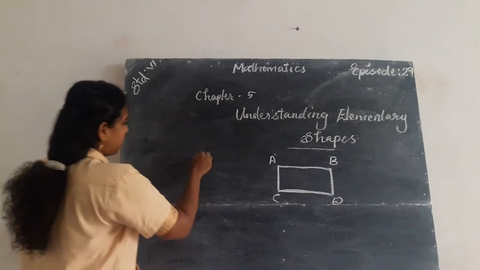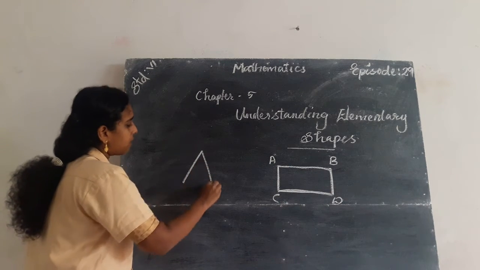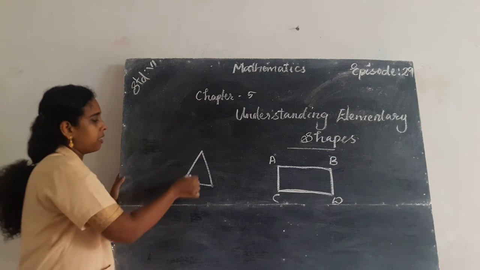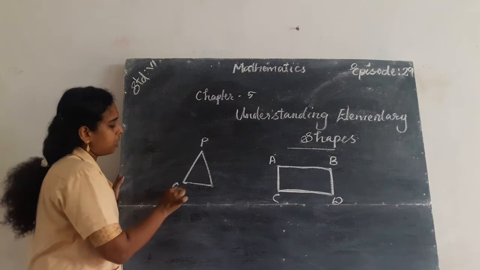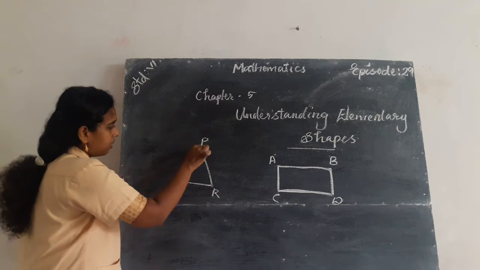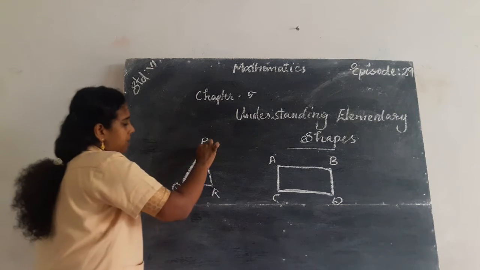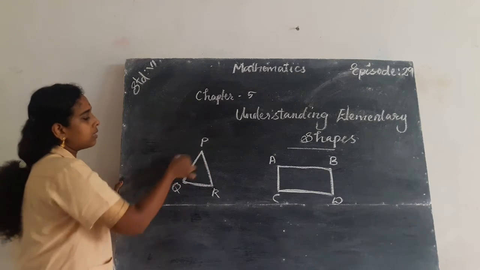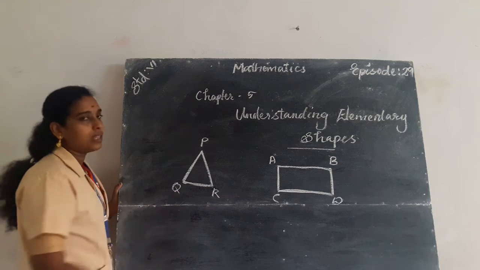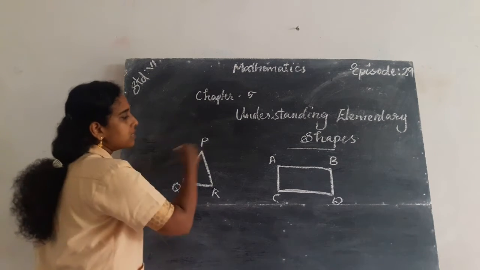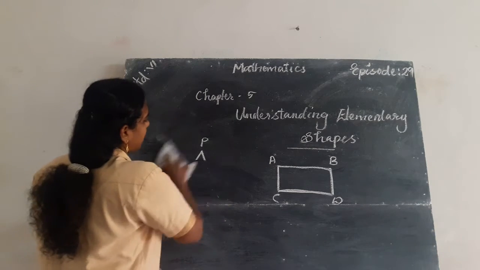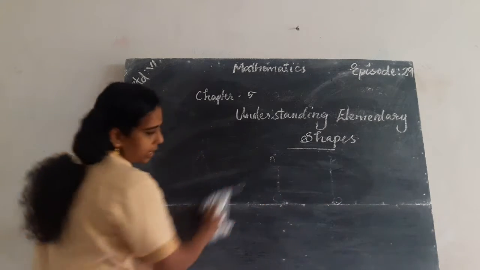Another example, when we draw a triangle, it is also entirely made with line segments. Here we name the triangle as PQR. Then PQ is one side, PR is another side and QR is the other side of the triangle. The three sides are made up entirely with line segments. So like this, the figures which are entirely made with line segments are called polygons.